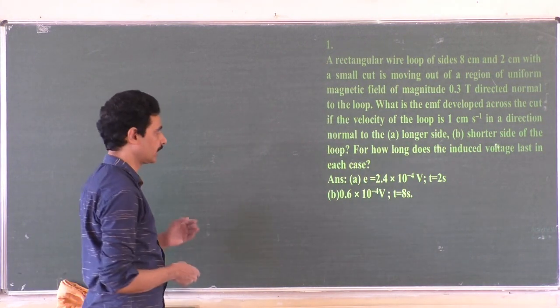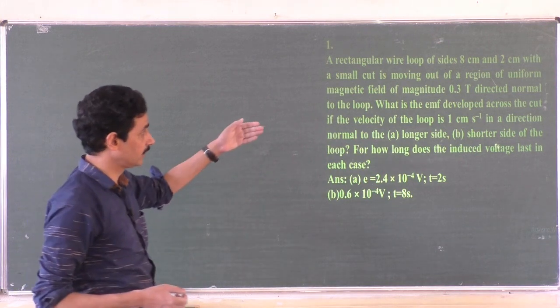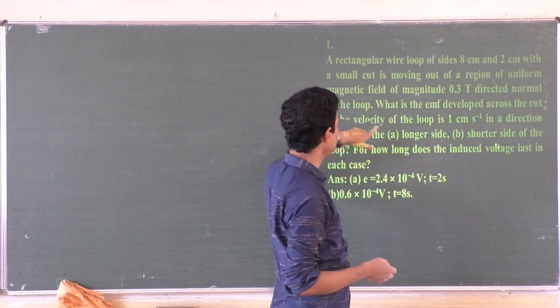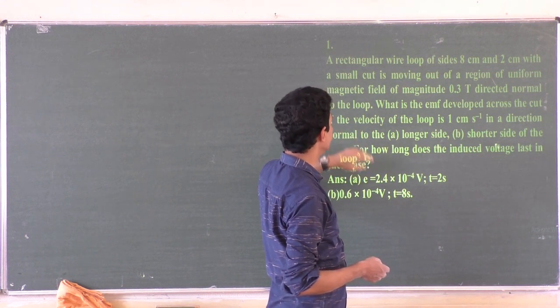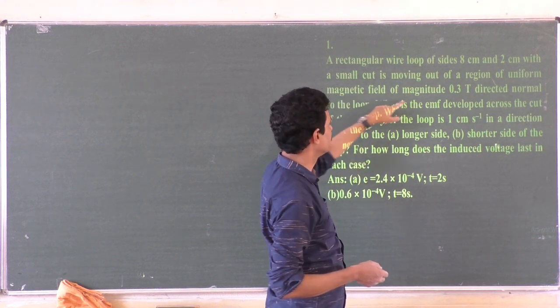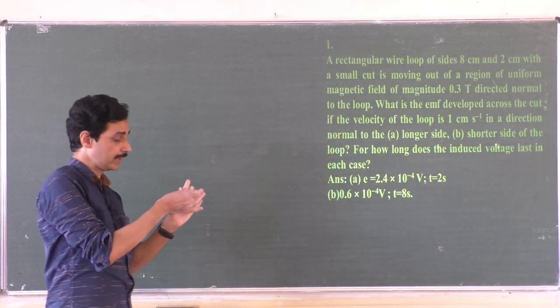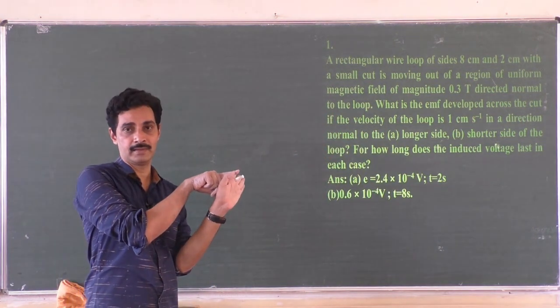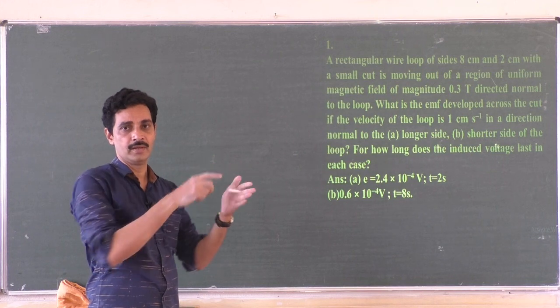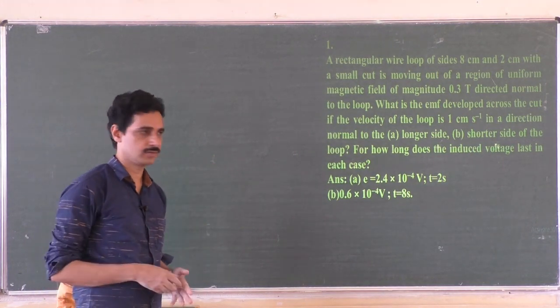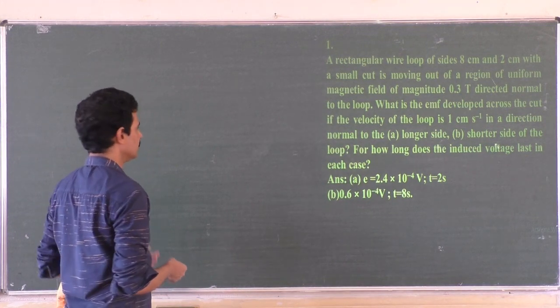So we have a rectangular loop and the magnetic field, so much I think you have followed. There is a rectangular loop and the magnetic field is normal to the loop, moving out of the region of uniform magnetic field of magnitude so much. That means the normal to the loop and the magnetic field are parallel, right? It is 0 degree. The normal to the loop and magnetic field are making an angle of 0 degrees, so cos 0 is 1. Okay, let us move on.